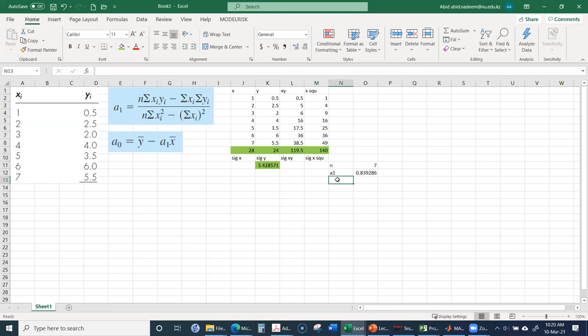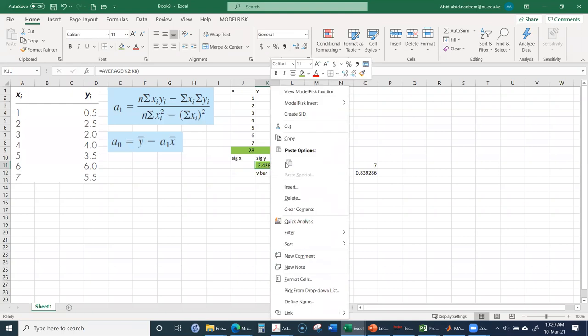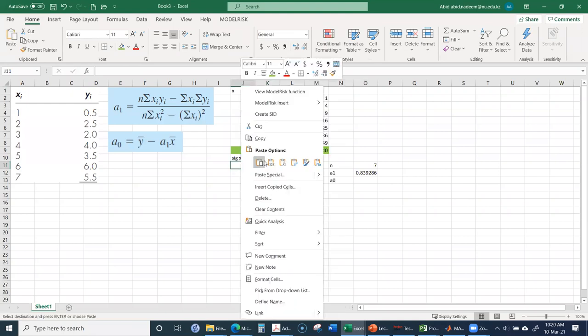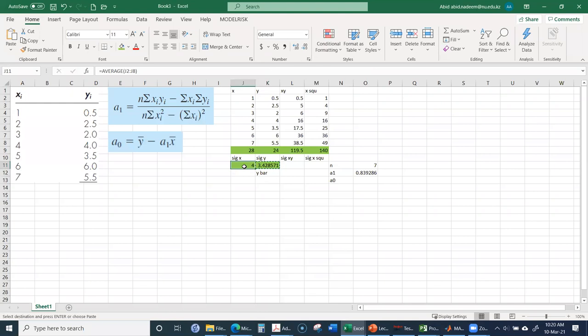Okay, so a naught is equal to y bar. So this was y bar actually. This is y. This is y bar. That is the average value of y. The average is represented by y bar. And similarly, we need x bar as well. Okay, I forgot for this as well. So x bar will be likewise. Just copy and paste this formula over here, x bar. So that is the average value of x.